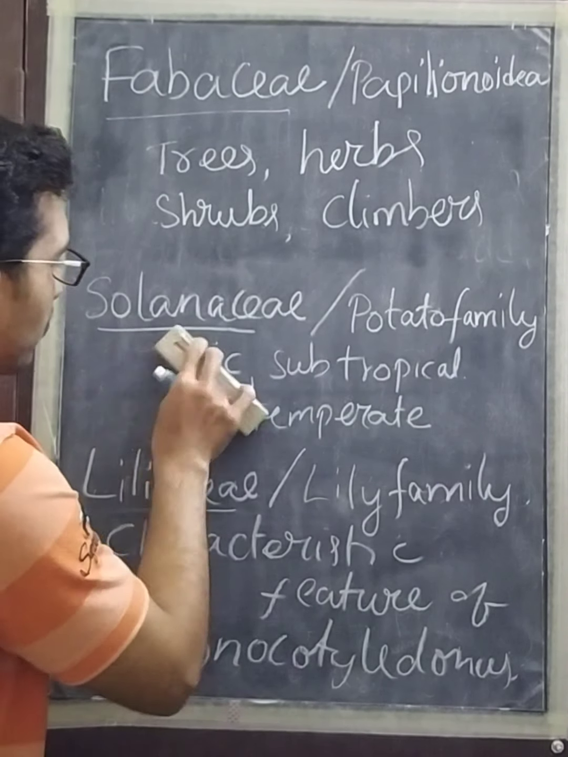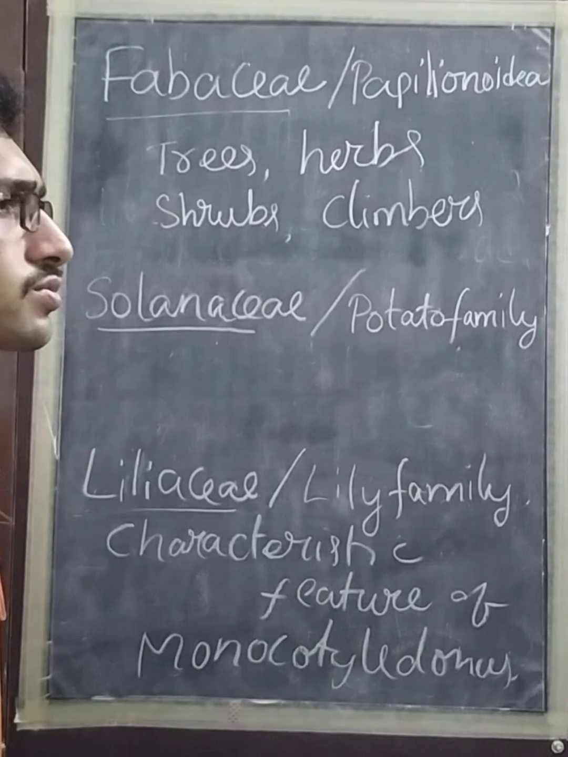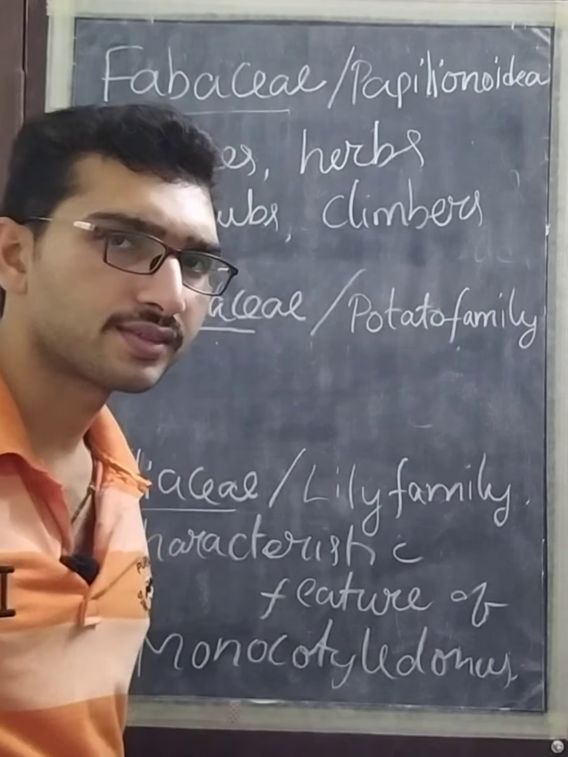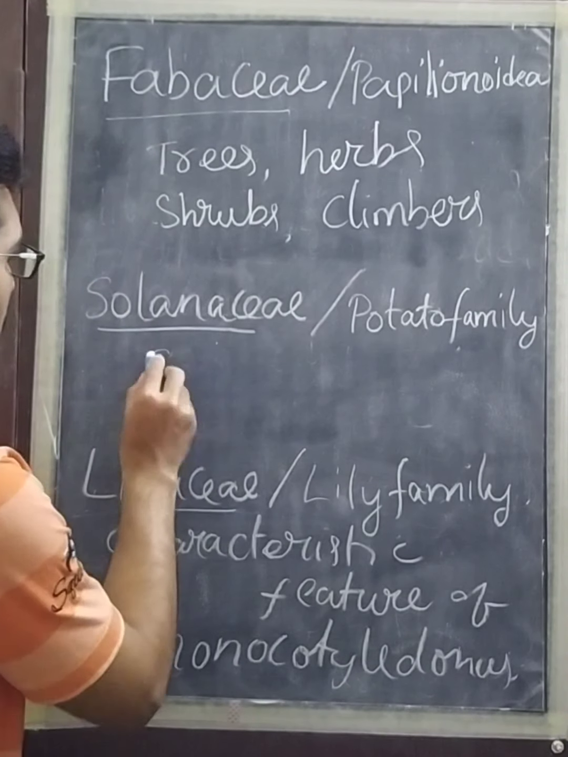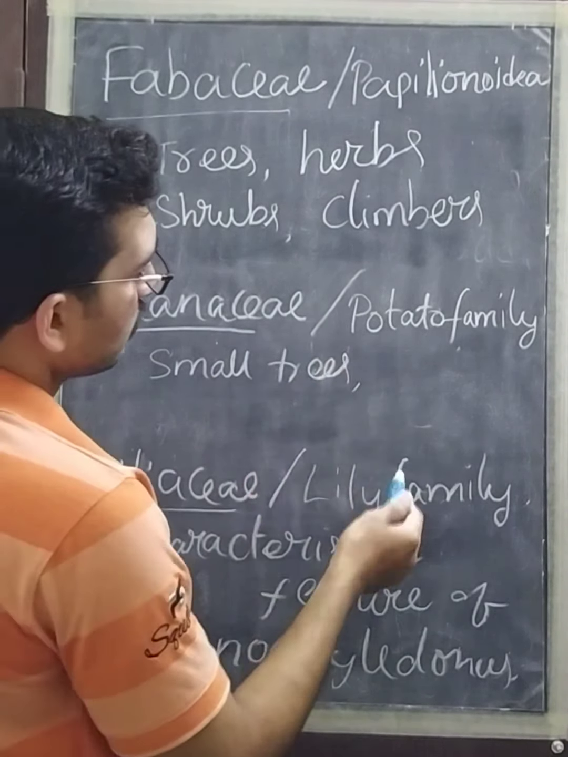Solanaceae family plants are mostly small trees, not tall trees. The majority of them are herbs and shrubs. Rarely are they found in the form of climbers.